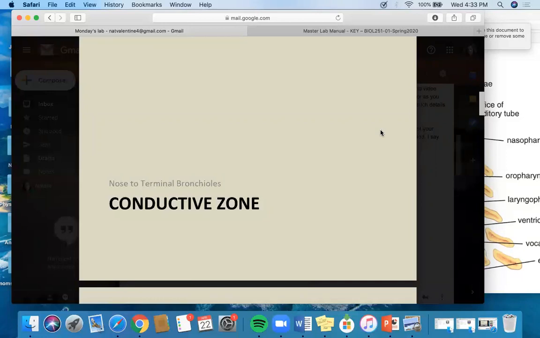This is simply where air is going to be transported and humidified, warmed up, and cleaned before reaching the respiratory zone, so that when it reaches the respiratory zone, the air is all ready for gas exchange. So I'm going to be going through the list of words on page 298 in your lab manual.